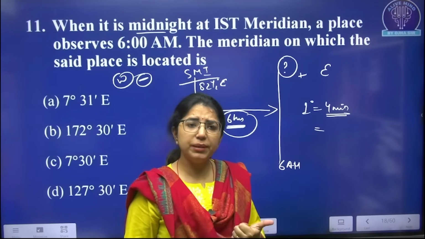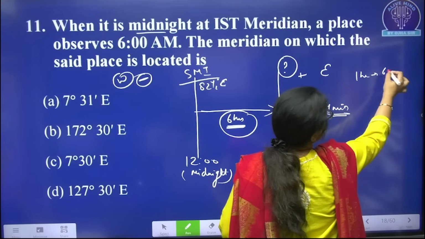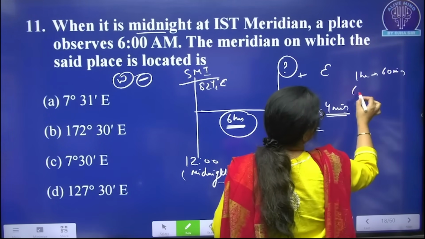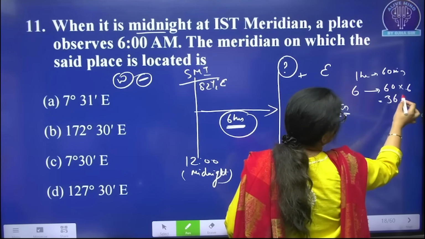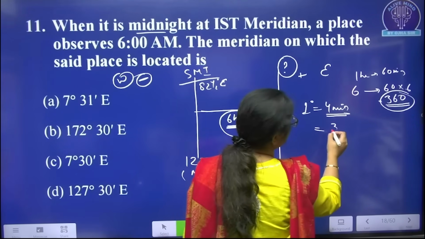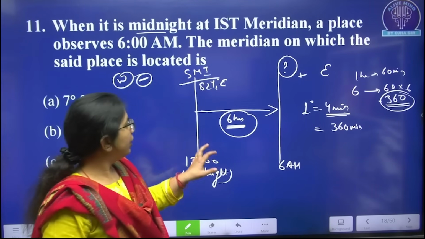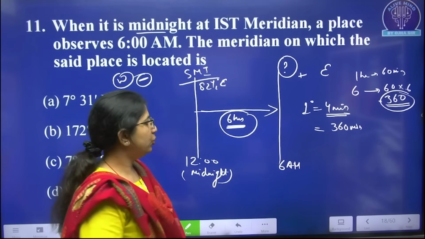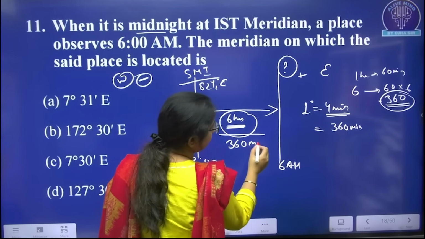One hour is 60 minutes. So 6 hours means 60 times 6, that is 360 minutes. This much time you will take to travel. You can write 6 hours or 360 minutes.